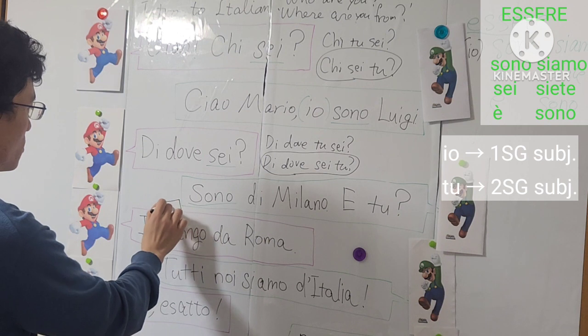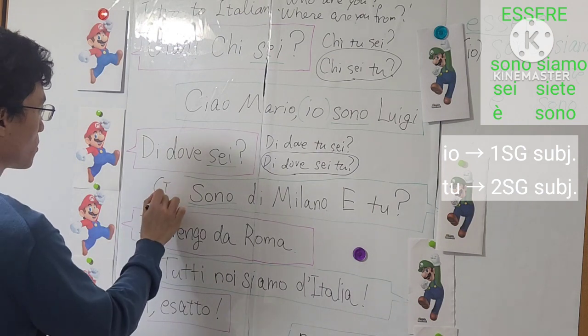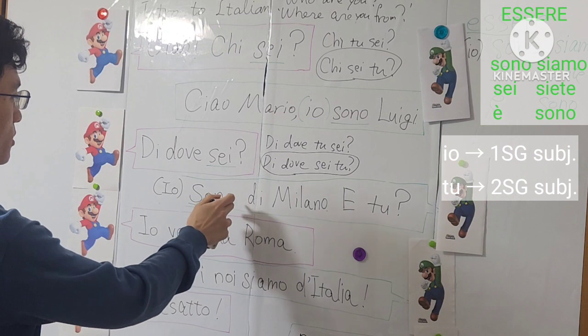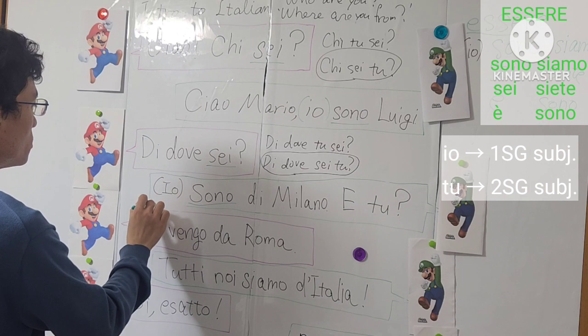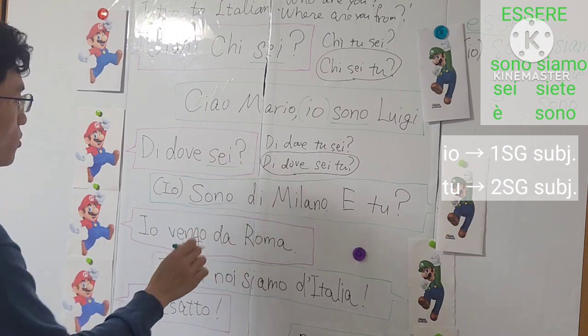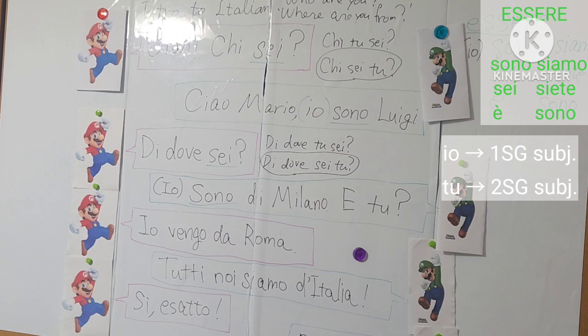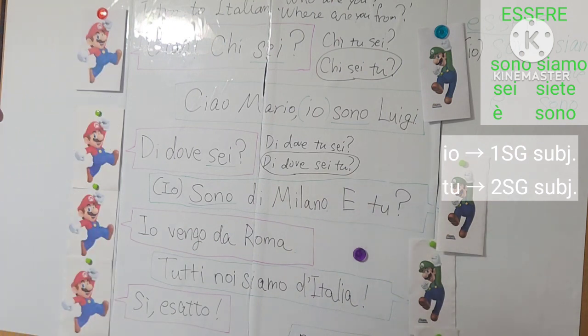So here, io, rather than other places. Sono di Milano io. I suppose sono di Milano io is fairly possible. Sono di Milano io, or io sono di Milano. Inversion is widespread in Italian, more than in English, in some sense. Okay. Io sono di Milano, or sono di Milano. E tu? Okay, e tu?